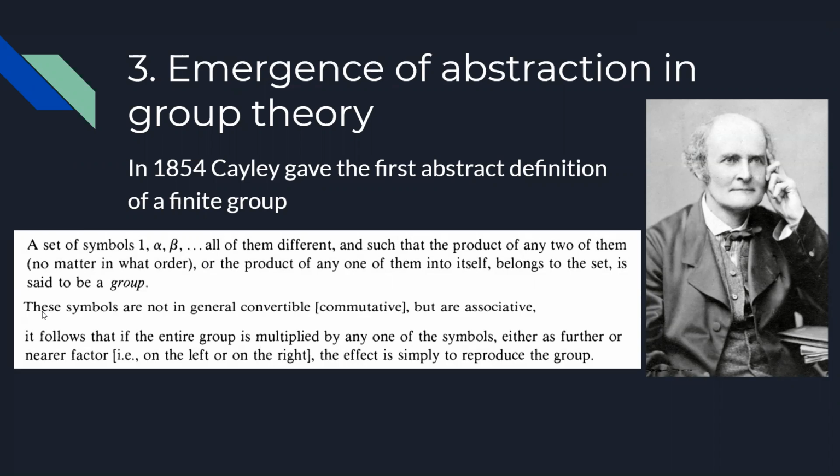And then he goes on to say that these elements aren't usually commutative, but they must be associative. And then his third statement here is talking about multiplying a group on either the left side or the right side by one of the elements in the group, and you just get back the group. And this is kind of what we've been doing with left and right cosets.